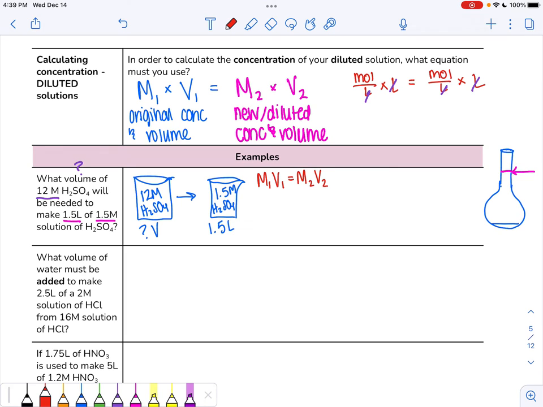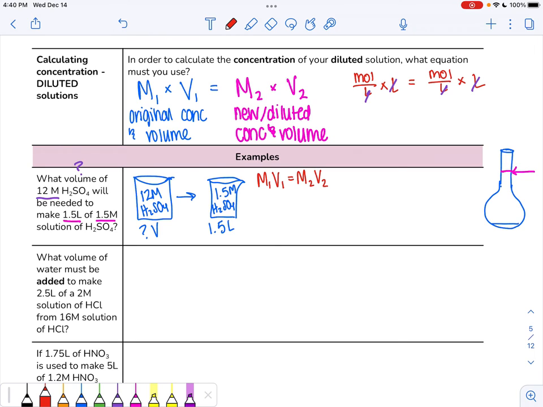So again, it really doesn't matter if you set this up as M1V1 is your original or M1V1 is your new and diluted. As long as you have the new and diluted on the same side of the equals and the original concentration and volume on the same side of the equals, you're fine. But I'm just going to stick with what I have in the notes packet so that way I'm consistent. So my M2 and my V2 I'm going to say are my new and diluted concentration and volume, which is 1.5 liters and 1.5 molar.